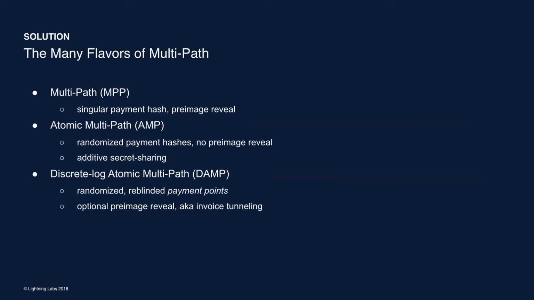You can optionally do this sort of pre-image reveal technique. Like I said, in the multipath payment, you actually get a pre-image back, sort of like how Lightning payments work today. But in the atomic multipath, you don't, because the sender already knows it. In this discrete log case, you can actually do either one.